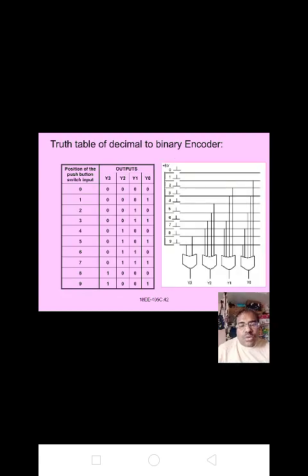Okay, here the truth table of decimal to binary encoder is given. That is, the position of the push button switch input: 0 gives 0 0 0 0. For 1, 0 0 0 1. For 2, 0 0 1 0. For 3, 0 0 1 1. For 4, 0 1 0 0. For 5, 0 1 0 1. For 6, 0 1 1 0. For 7, 0 1 1 1. For 8, 1 0 0 0. For 9, 1 0 0 1.